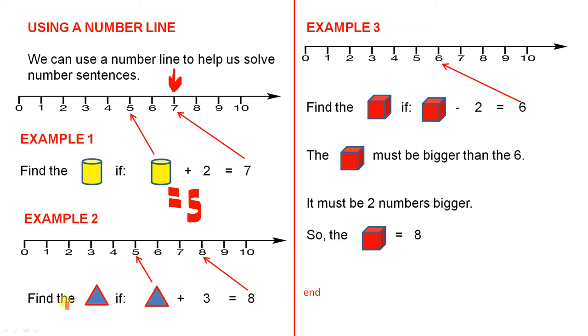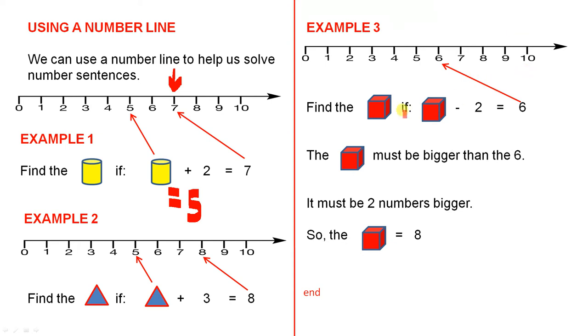Next example. Find the triangle if the triangle plus 3 equals 8. So there's our answer of 8 there. And we have to have some number when we add 3 to it gives us 8. Okay, if that's our answer, let's go back 3 places. 7, 6, 5. See the counting backwards from the last video? We go back 3 places and what do we see? We see that the triangle has to be 5 because 5 plus 3 equals 8. So the answer, triangle equals 5.